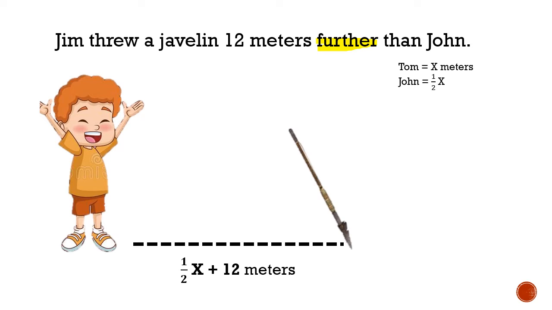What we mean by further is farther away. It means a little bit far, the root word being far. So we add 12 meters to the answer we have from John. So it would be 1/2 times X plus 12 in terms of meters.